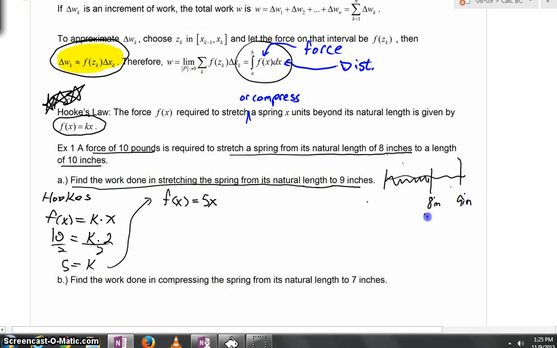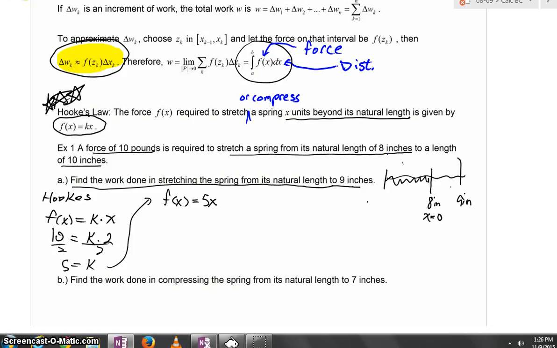Now, here's what I'd like to do. I'm going to put x equals 0 down below. Always do that for the natural length. And sometimes kids will say, why? Well, look at Hooke's law here. It's x units beyond its natural length. If you're at the natural length, you're not beyond it or short of it. You're 0 inches away from it, aren't you?